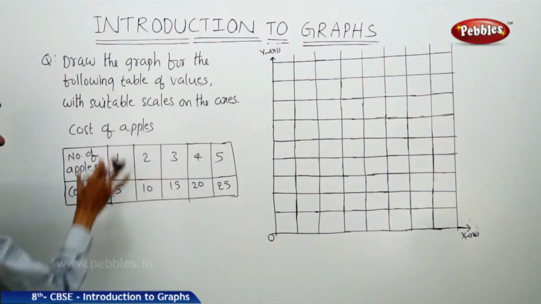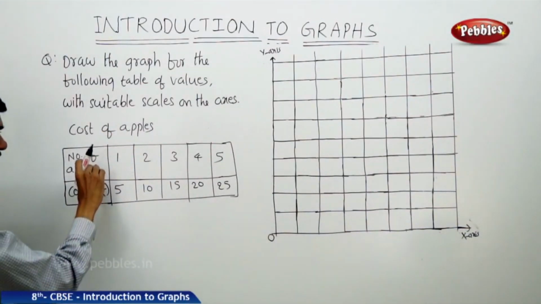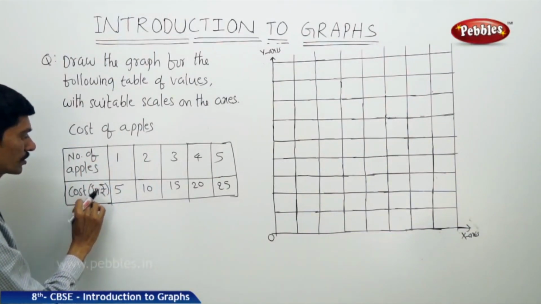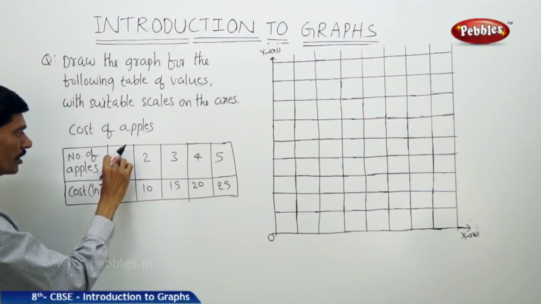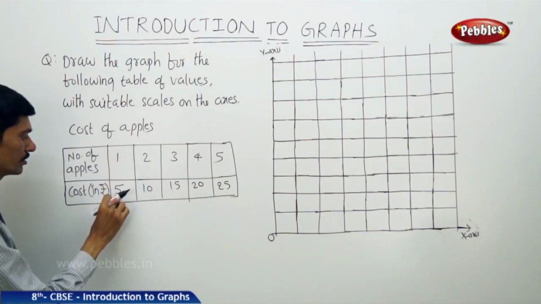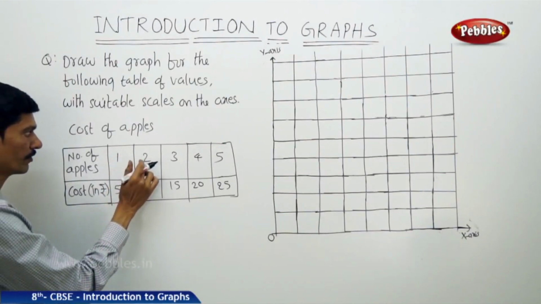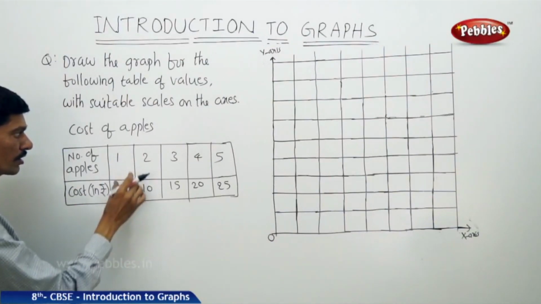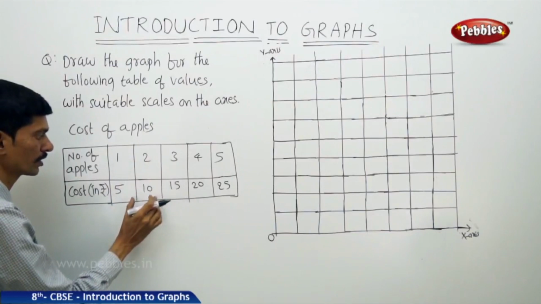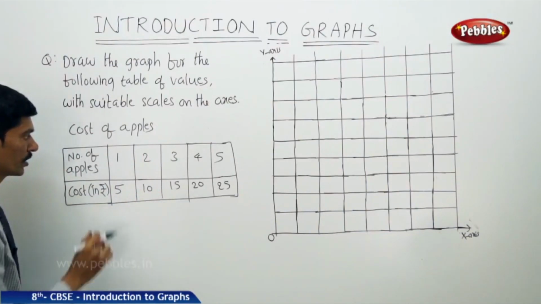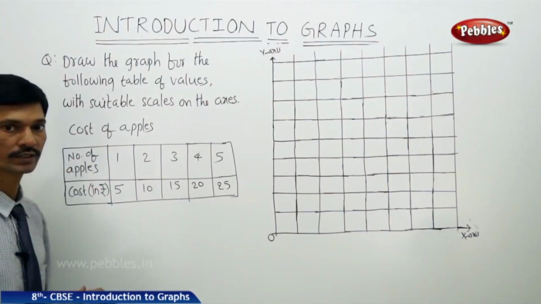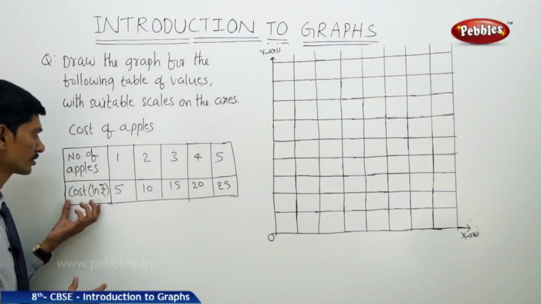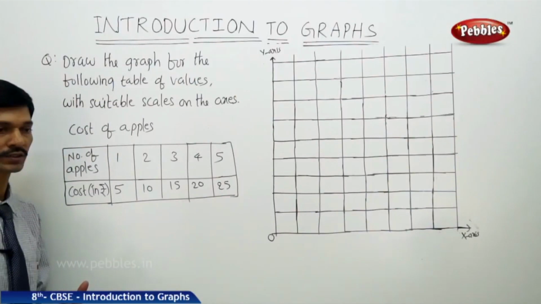Now here the cost of apples is given in a table. So in the first row of the table, number of apples taken, and in the second row, cost in rupees. So here if the number of apples is 1, then the cost is 5 rupees. So if the number of apples is 2, then the cost of the apples is 10 rupees. So here for different numbers of apples, different costs are given. So here the number of apples is an independent variable and the cost in rupees is a dependent variable.